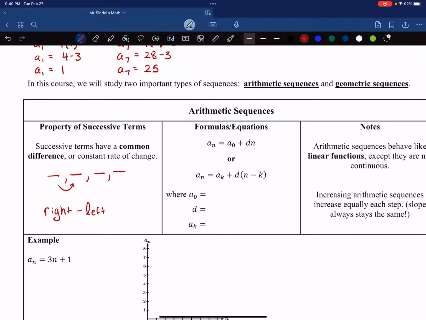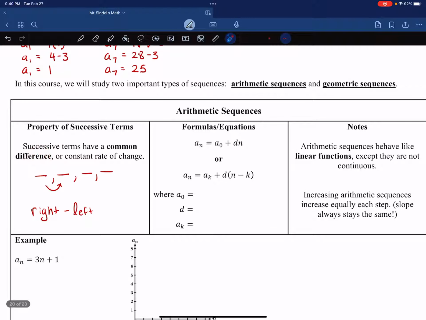Or you can ask the question another way: how much do I have to add to this number to get to that number? This jump is that common difference. The key part here is it's a difference, therefore there's a subtraction sign. That will change when we get to a geometric sequence. So there are 2 formulas. This one is used less commonly. This one is the king or queen of the formulas. It's the one that you're going to be using all the time.